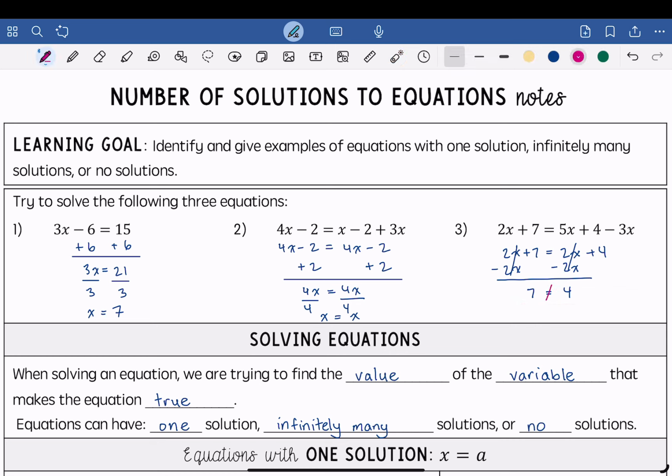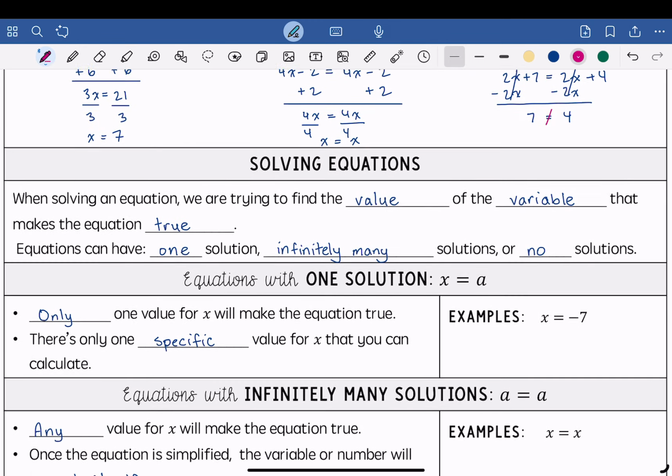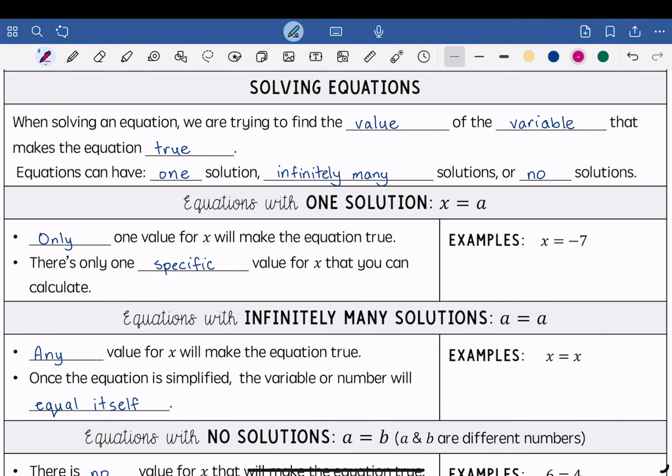So what does that mean? We're going to cover what it means to try to solve an equation and what happens if our answers look a bit different. When we're solving equations, we are trying to find the value of the variable that makes the equation true. Equations can have one solution. It can also have infinitely many solutions or no solution. So let's examine what each of these 3 things mean. So far, we probably have covered one solution, and you know what that means. But what do infinitely many and no solution mean?